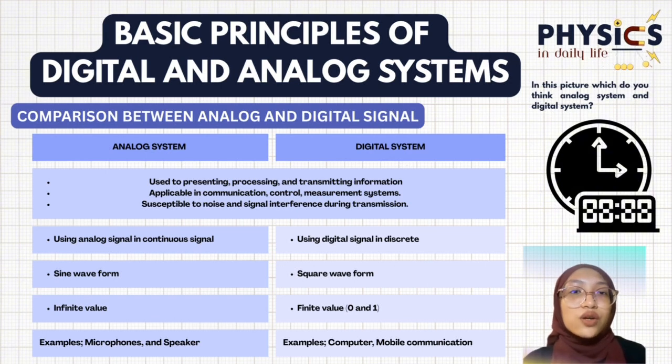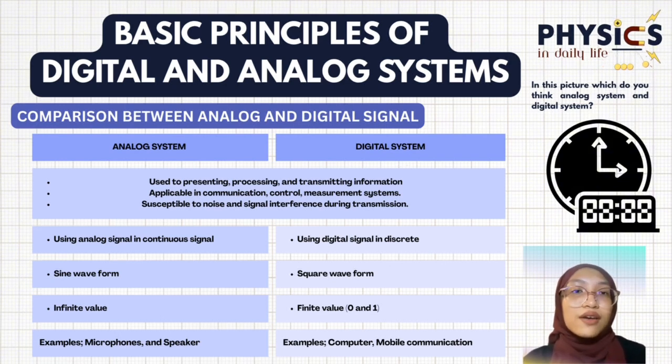Analog systems use continuous signals, which means the signals can take any values within a certain range. However, digital systems use discrete signals where information is represented by using binary value, which is 0 and 1. The second difference is the waveform. Analog systems are commonly represented by sine wave because the signal changes continuously over the time. However, digital systems are represented by a square wave which switch between high and low logic levels, which is 0 or 1.